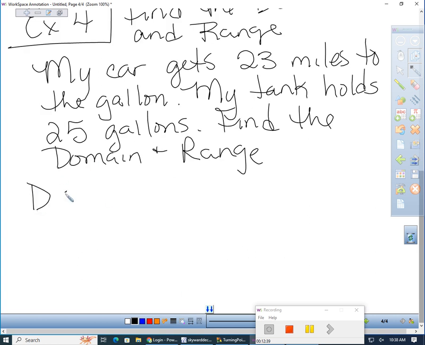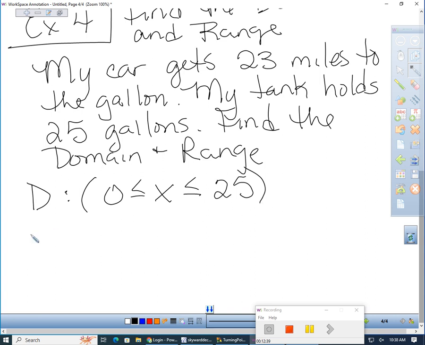So first thing, I'm going to move that up a little bit. My domain. What is the least amount of gallons of gas I can have in my car? 0. I can have no gallons. 0, less than or equal to, and of course domain is the x value, less than or equal to, what's the most amount of gallons I can have in my car? Very good. All right, so that is my domain. I can have anywhere between 0 and 25 gallons of gas. Okay, that's what that means.